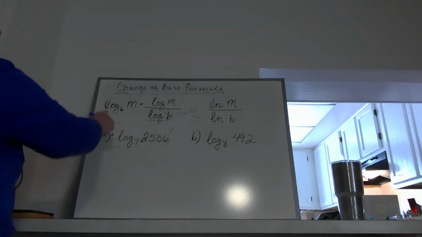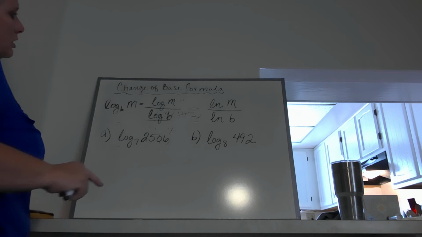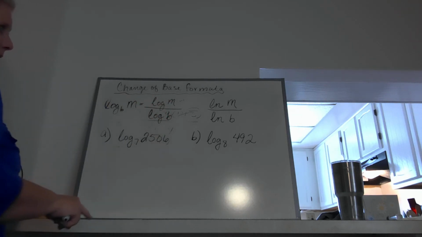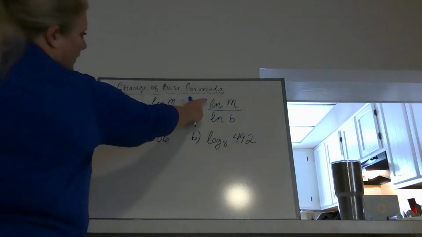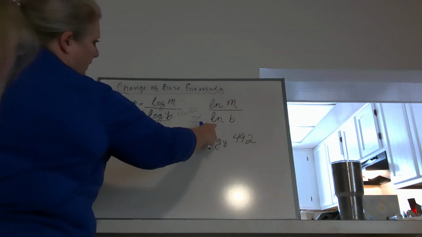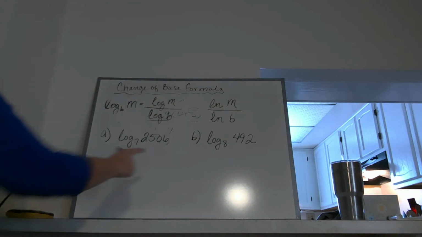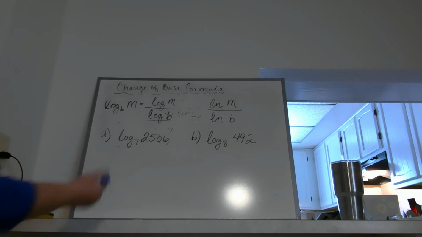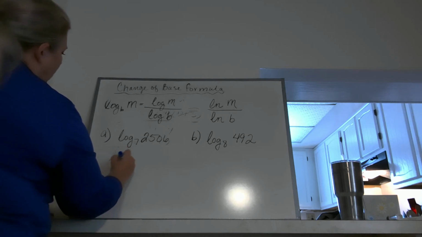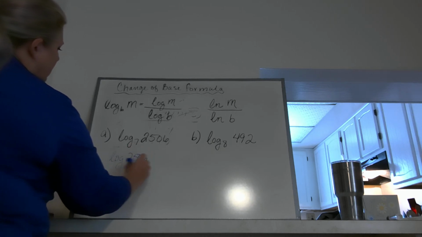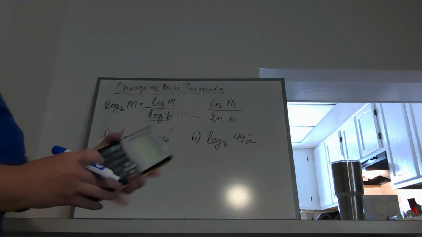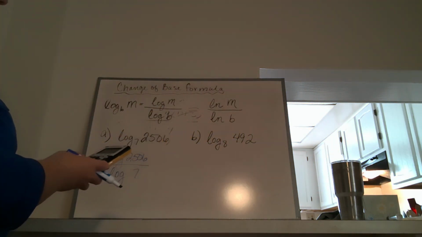Okay, so log base b of m, to change it to a common log, it would be the log of m divided by the log of b. To change it to a natural log, it's going to be the natural log of m divided by the natural log of b. Okay, so on this one, if I wanted to evaluate the log base 7 of 2506, I'm going to find the log of 2506 divided by the log of 7. Going to grab my handy dandy calculator and I'm going to enter it that way.